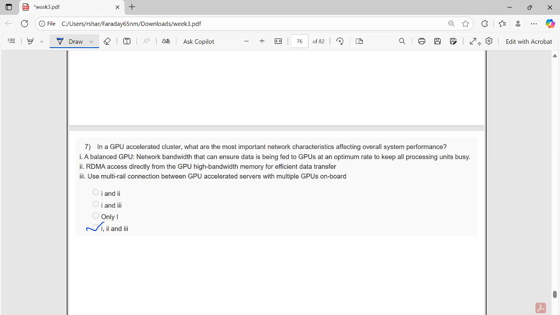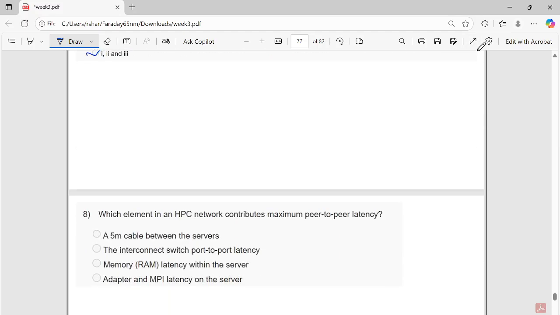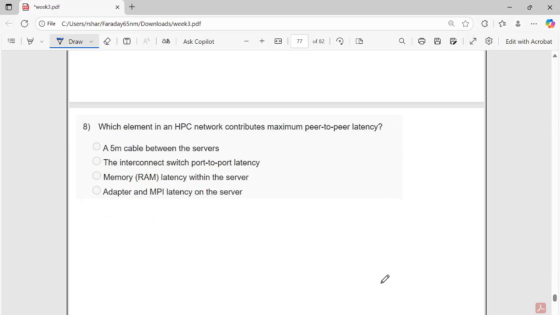The next question. Which element in an HPC network contributes maximum peer-to-peer latency? A 5-meter cable between the server. The latency is very small, in the nanosecond range, so this is not it. The next is memory RAM latency, which is local to the server, so it should be faster than the network delay.